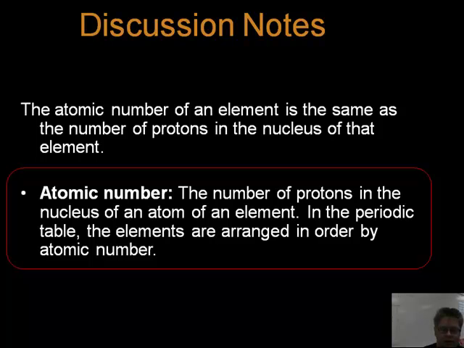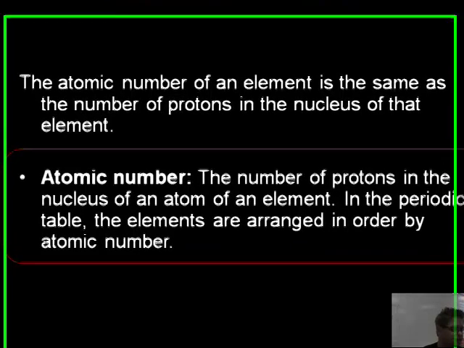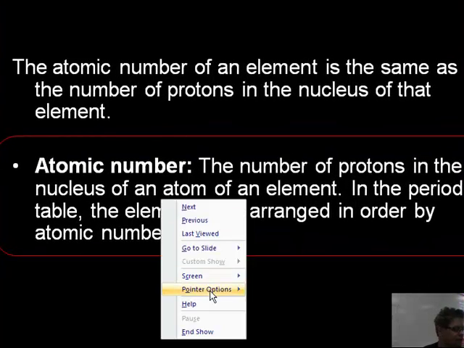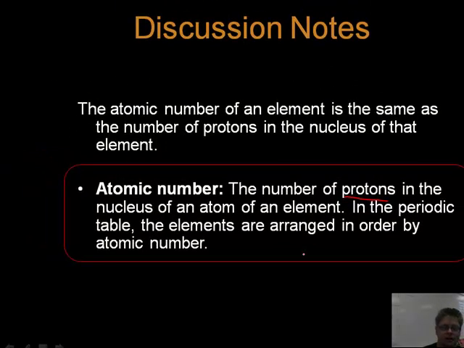The atomic number of an element is the same as the number of protons in the nucleus of that element. From the definition here we can see that the number of protons gives us the atomic number, and the periodic table is arranged in order of the atomic number. So you've got hydrogen 1, helium 2, those are based on the atomic numbers. Number of protons is also equal to the number of electrons if the element is neutral.